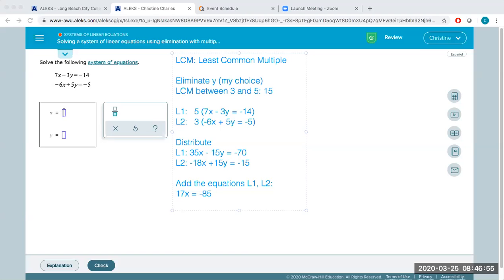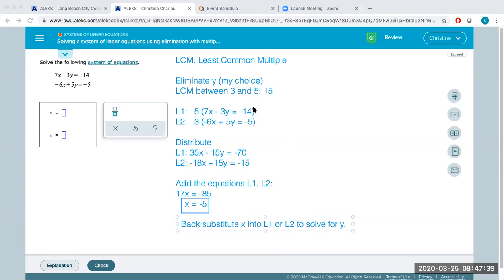When we divide by 17 on both sides, we get negative 5 for our x value. Box that. And then, similar to substitution, now we must back substitute x into line 1 or line 2 to solve for y.